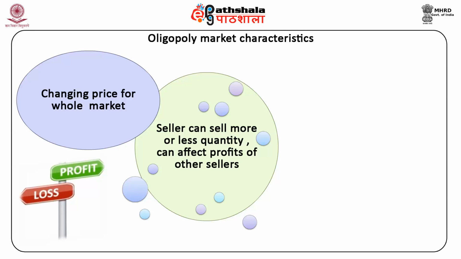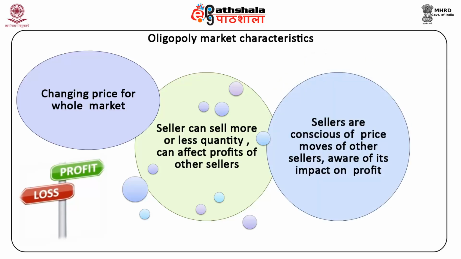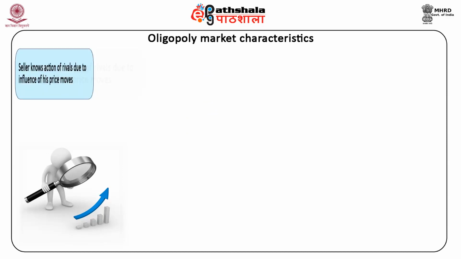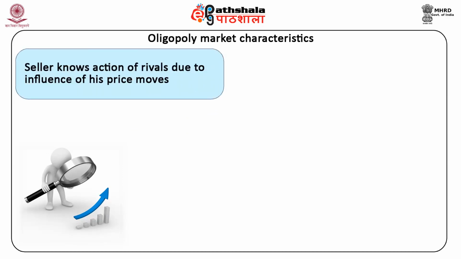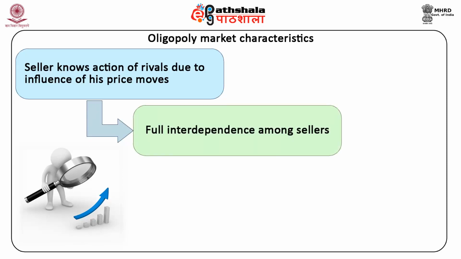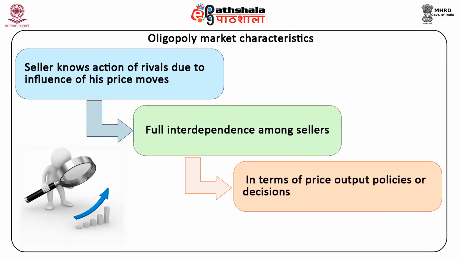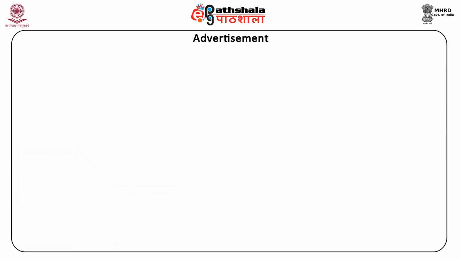This also implies that in this type of market, each seller is conscious of the price moves of the other sellers and is aware of their impact on his profit. In addition to this, he also knows the action of rivals due to the influence of his price moves. Thus, there is full interdependence among the sellers in this market with respect to their price-output policies or decisions.